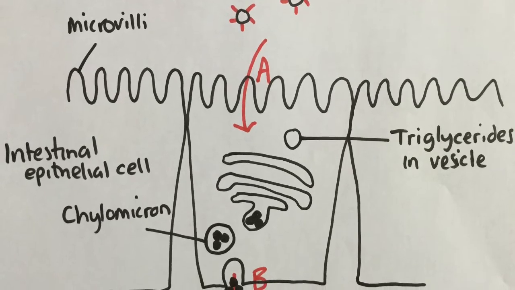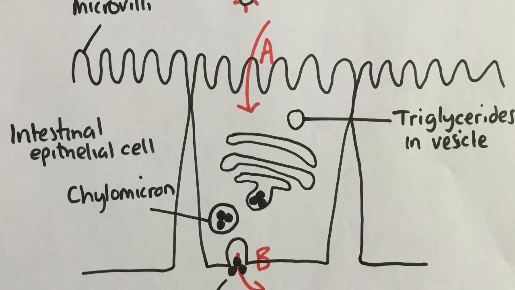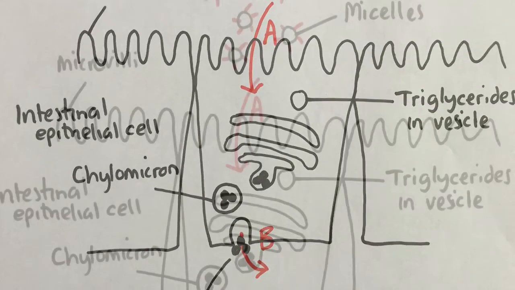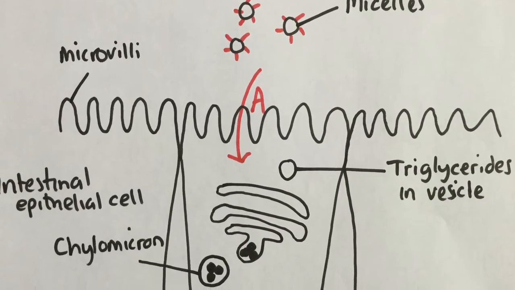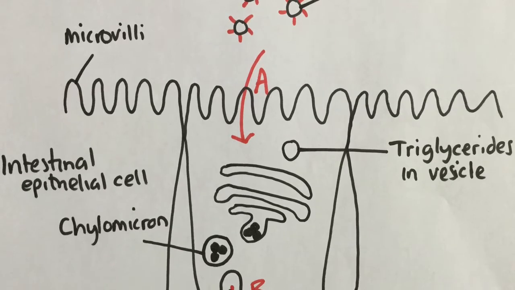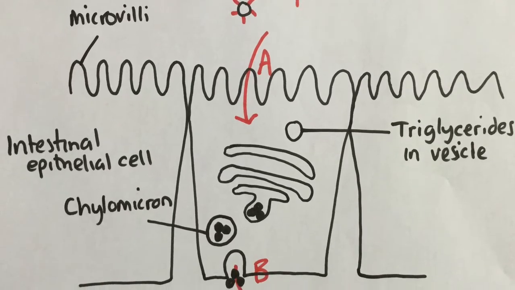When they get to the epithelial wall, the bile salts drop off, and the lipid, the fatty acids and the monoglycerides, is able to diffuse through. And once inside the epithelial cell, we want the monoglyceride and the fatty acids to be recombined to form a triglyceride. So that takes place in the endoplasmic reticulum.